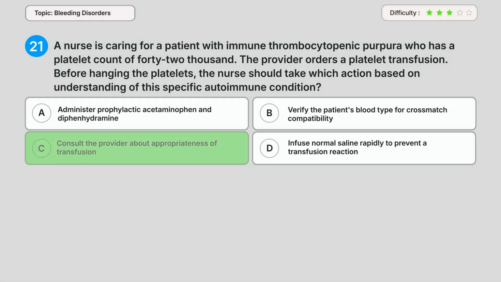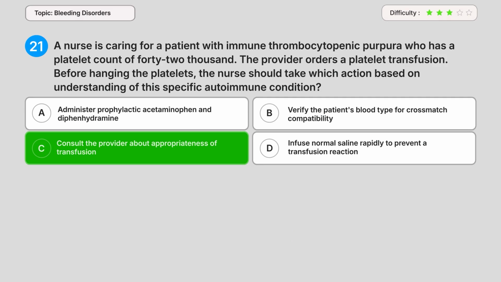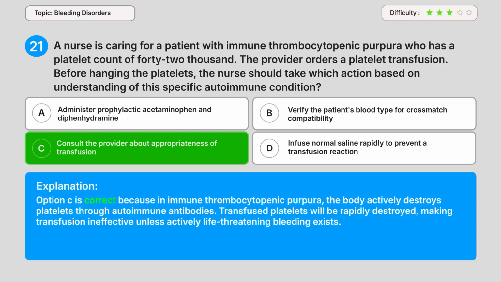Correct answer, C. Consult the provider about appropriateness of transfusion. Explanation. Option C is correct because in immune thrombocytopenic purpura, the body actively destroys platelets through autoimmune antibodies. Transfused platelets will be rapidly destroyed, making transfusion ineffective unless actively life-threatening bleeding exists.